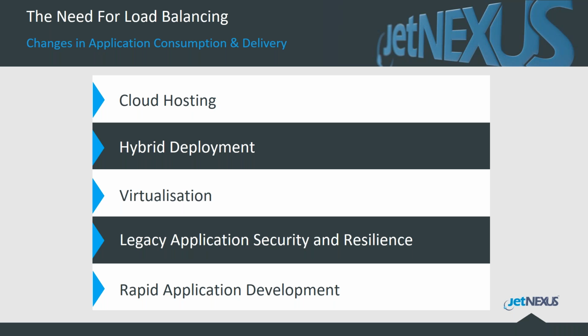Another area is rapid application development. This is obviously very much at the fore now in terms of running up applications. You've got developers producing new versions of applications, and you want to try those out in an environment before they actually get pushed out into full production. And so again, load balancing can help with this.